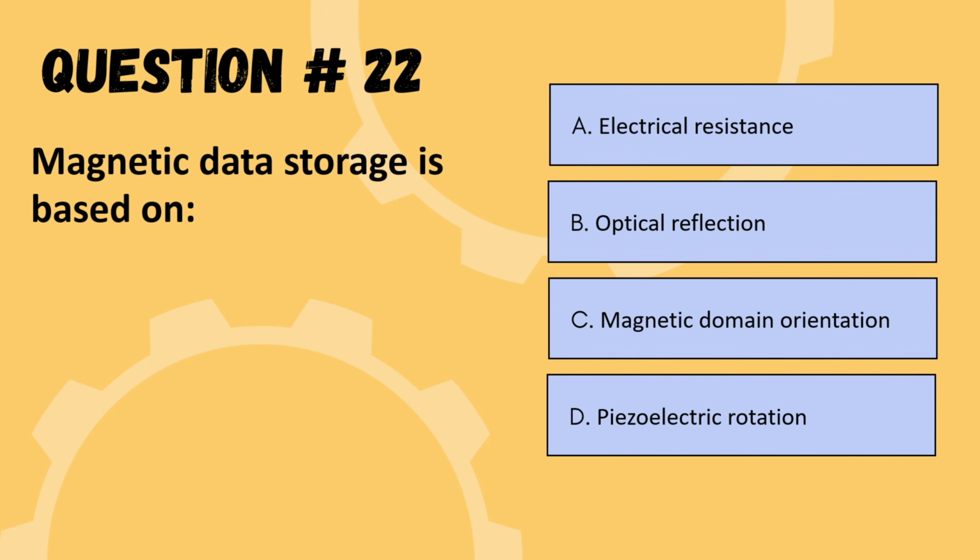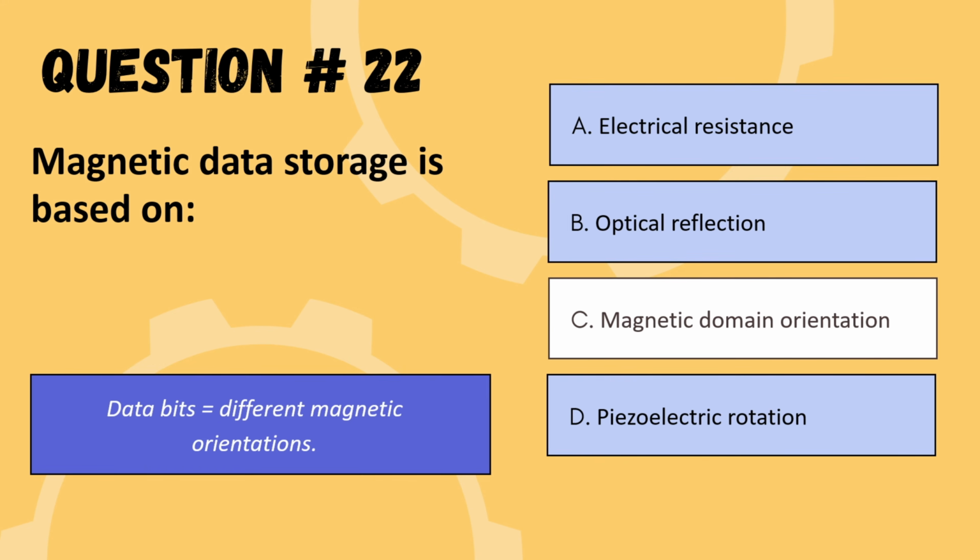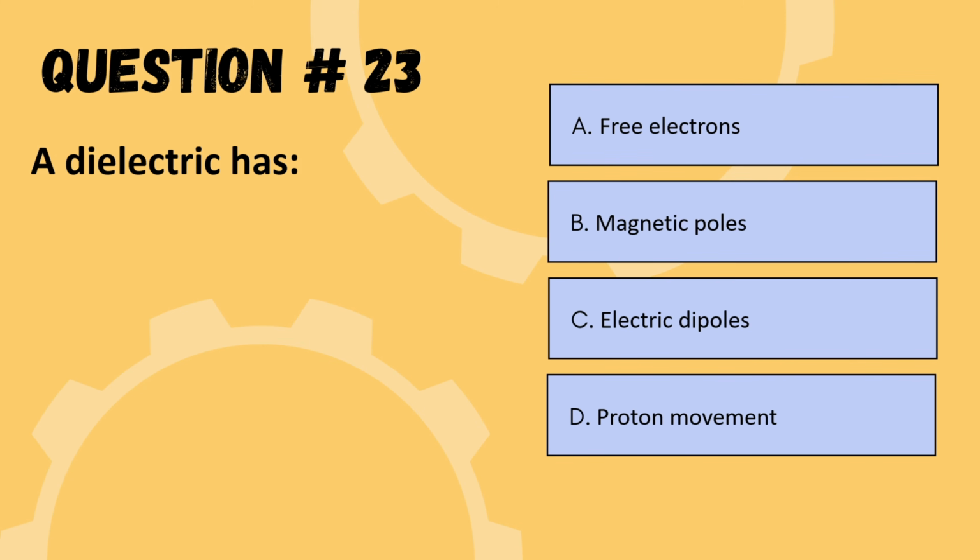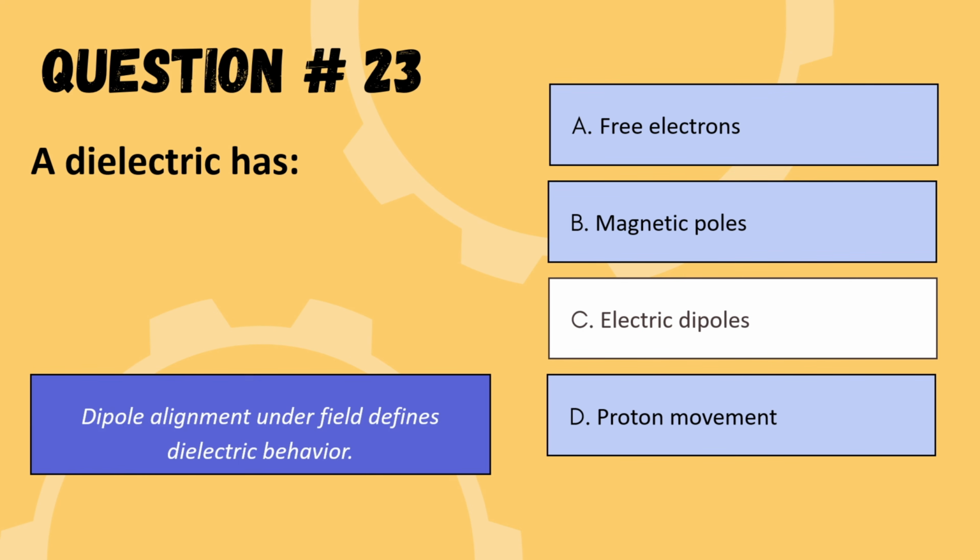Next question is: magnetic data storage is based on, options are electrical resistance, optical reflection, magnetic domain orientation, or piezoelectric rotation. So the correct option is option C, magnetic domain orientation. So we are moving to the next question. Next question is: a dielectric has, options are free electrons, magnetic poles, electric dipoles, or proton movement. So the correct option is option C, electric dipoles. So we are moving to the next question.